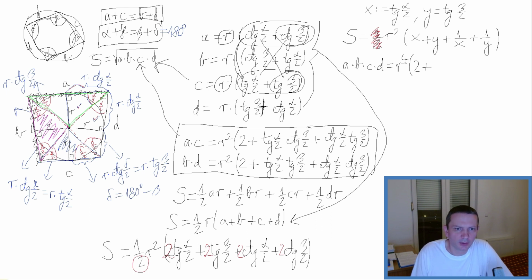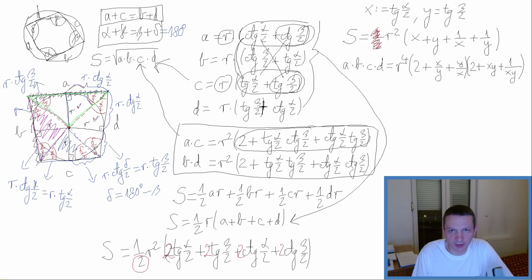times 2 plus x over y plus y over x. This comes from this, and another one is 2 plus 2 tangents, so xy, plus 2 cotangents, so 1 over xy.